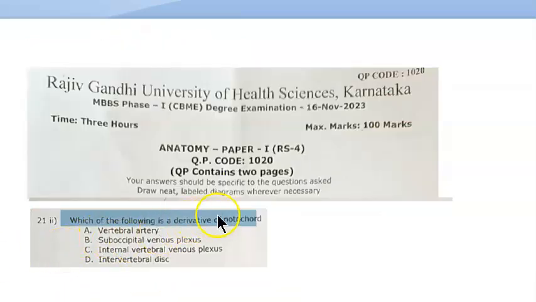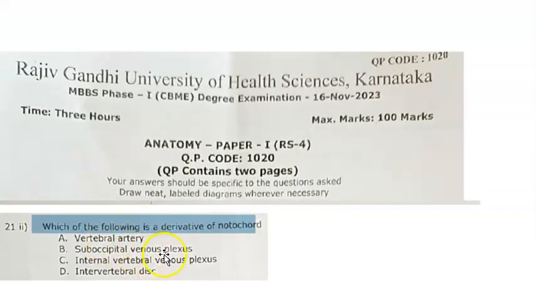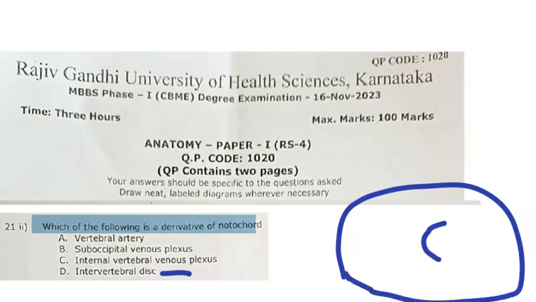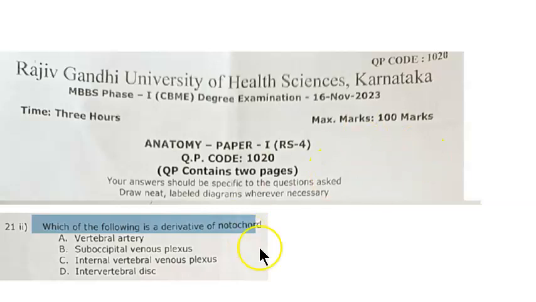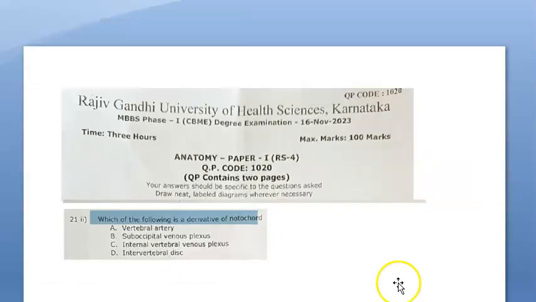So which of the following is a derivative of notochord? People, you know the answer, you say it. Is it an artery? Is it some venous plexus? No, it is intervertebral disc. That is the central part. That is the nucleus pulposus. So if this is some intervertebral disc, the central part of it, that is the nucleus pulposus, is the derivative of notochord in humans.